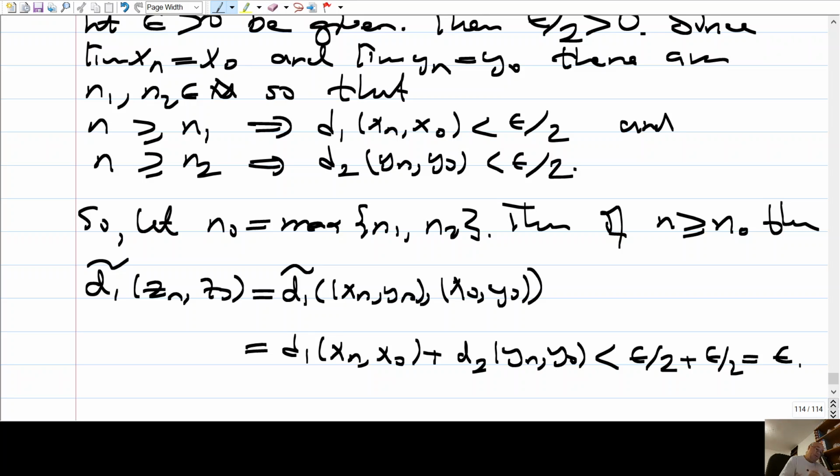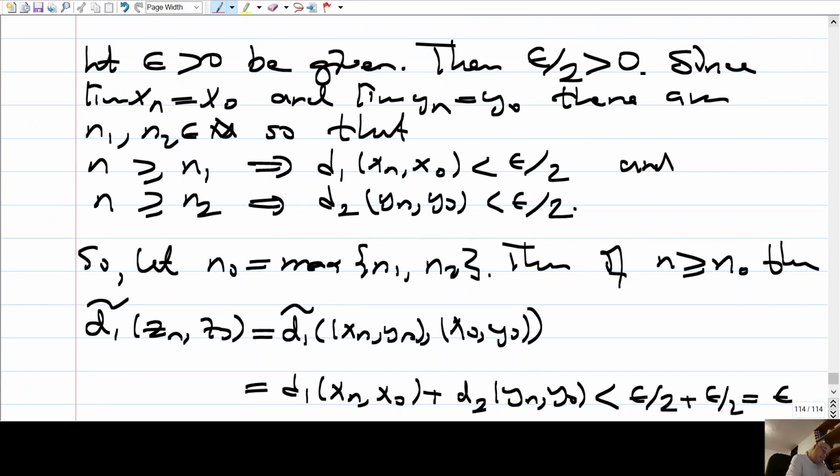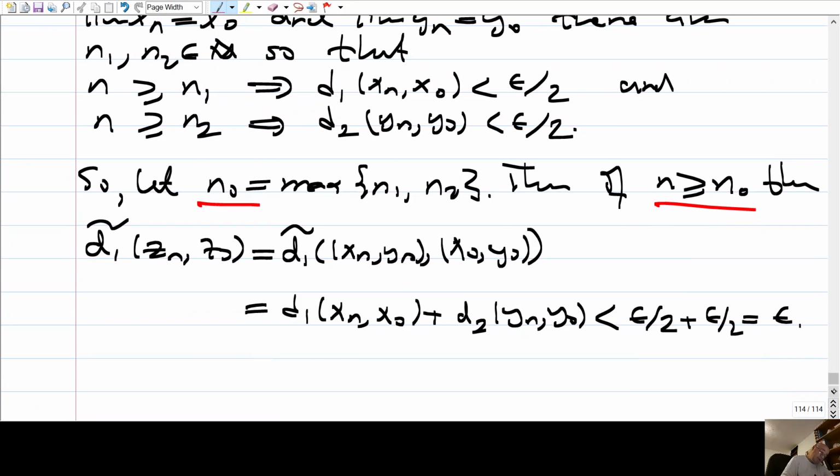So what did we prove? We proved that if epsilon is a positive number, then there is some integer, and if n is larger than that integer, this distance is less than epsilon. And this finishes the proof. Okay.